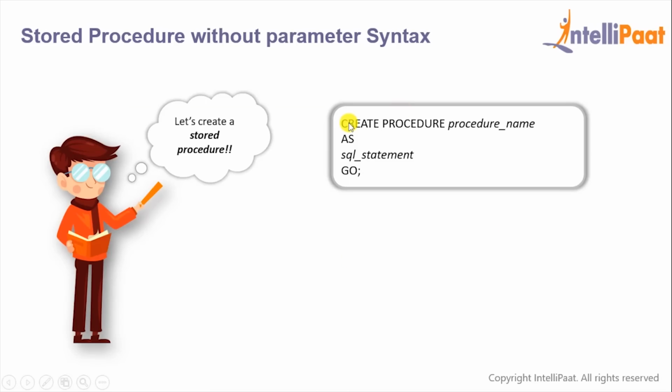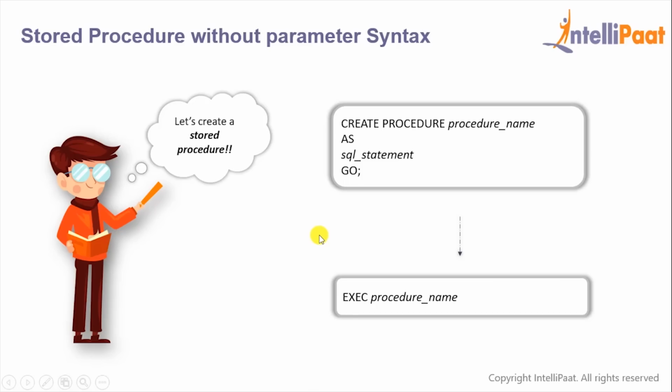So we'll give the keywords create, procedure, and then give the procedure name. After that, we'll give the keyword as, and then give the SQL statement for which we need to create the procedure. And we'll end the procedure with the go keyword. Now, after we create a procedure, we need to execute it. So this is the syntax to execute the procedure. We'll type exec and then give the name of the procedure which is to be executed. So let's go to SQL Server and work with some procedures.